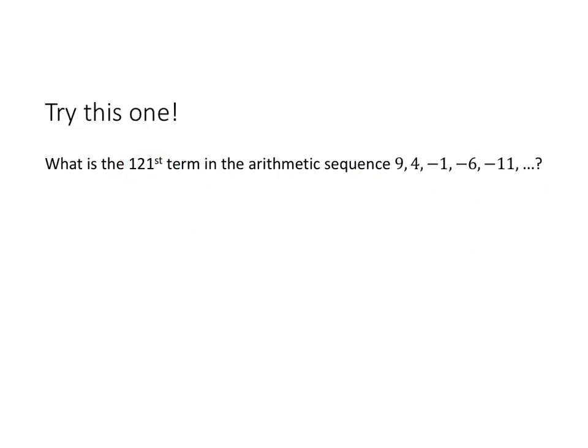Alright, here's one for you to practice and try. You're still using the arithmetic sequence formula. Just pay particular attention to this one because instead of your numbers increasing by a certain amount, they're decreasing by a certain amount. So what effect does that have on your common difference?